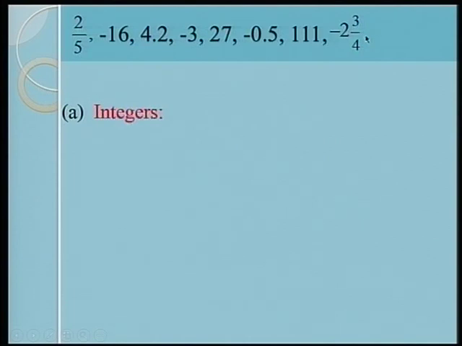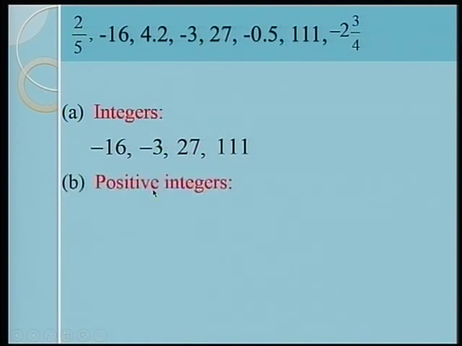-2¾ is a mixed number, therefore it cannot be added to the list of integers. So, students, the answer for the list of integers will be -16, -3, 27, and 111. Let's have a look at the solution for part B.